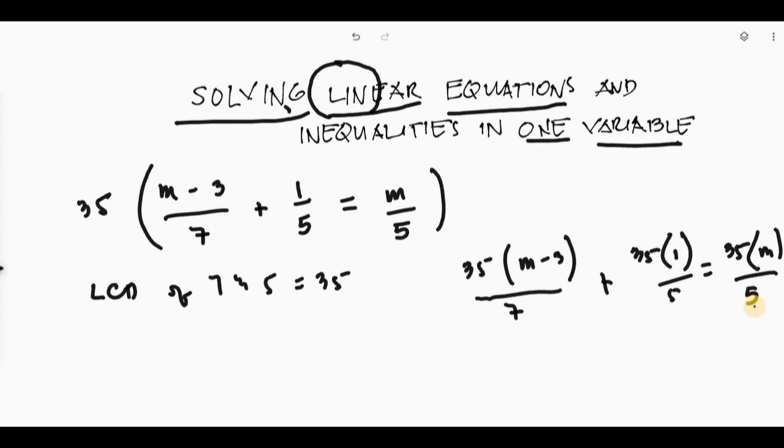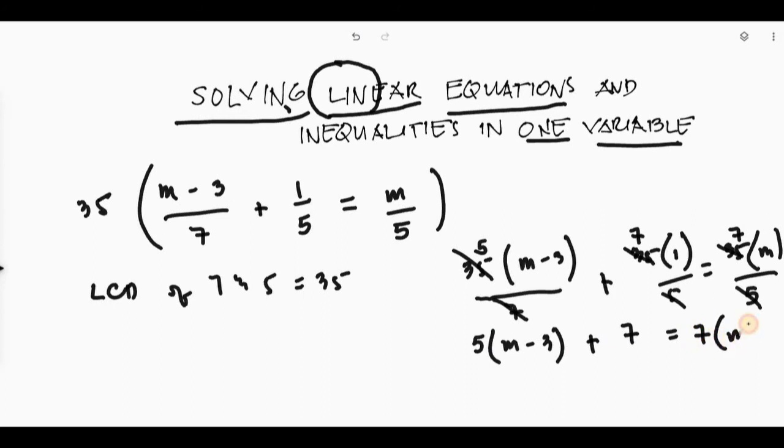Okay? Now, ang gagawin natin is mag-cancellation na tayo. Okay? So, 35 divided by 7, that will give us 5. Okay? So, 5 na lang. Ito magiging 7 na lang. That's 35 divided by 5. And also, this will become 7. Okay? So, meron na tayong 5 times m minus 3 plus 7 equals 7 times m.